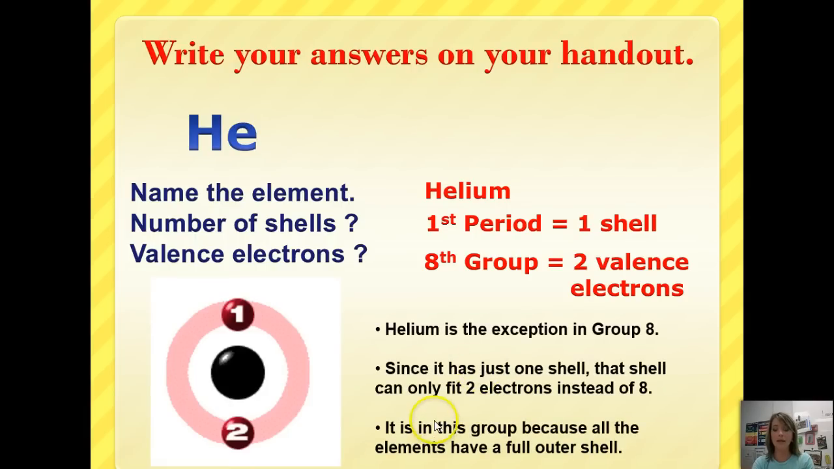It's in group 8. It has only 1 shell, and the first shell can only hold 2 electrons instead of 8. However, it's still considered part of the 8th group, which are the noble gases, because when it has those 2 in the first shell, its energy level is full. And that's what makes the noble gases distinctive, is that they have an energy level, their very last one, that's full. And so helium behaves the same way because of that.